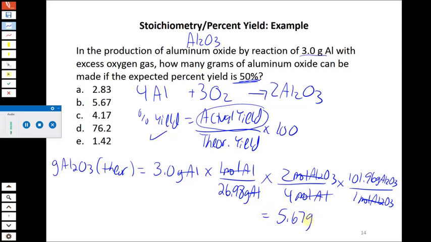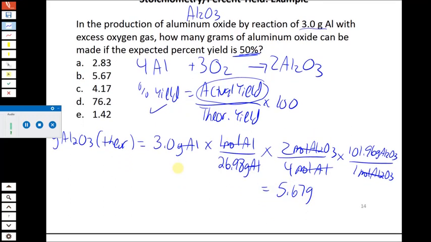So many people, when they do this problem, are either not knowing what to do with this 50%, or they're just in a hurry and they're giddy that they finally got a number, and they go here and circle choice B. But remember that choice B here, 5.67, is the theoretical yield. We're trying to find out how much aluminum oxide can actually be formed using a 50% yield.